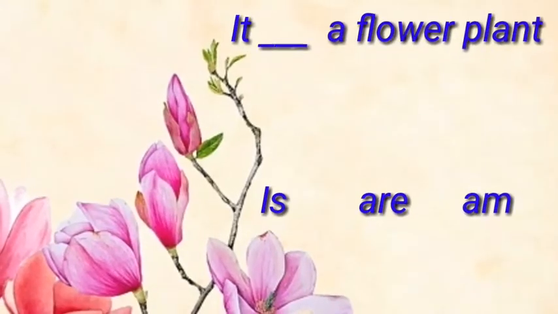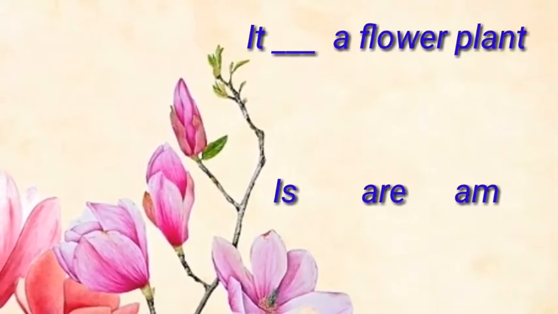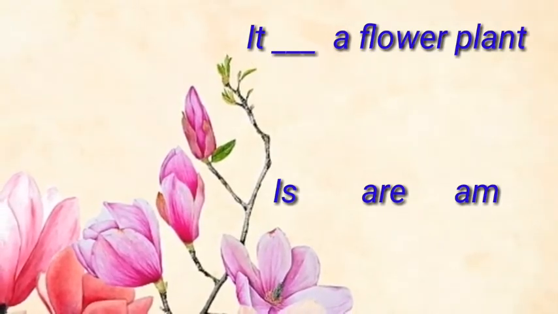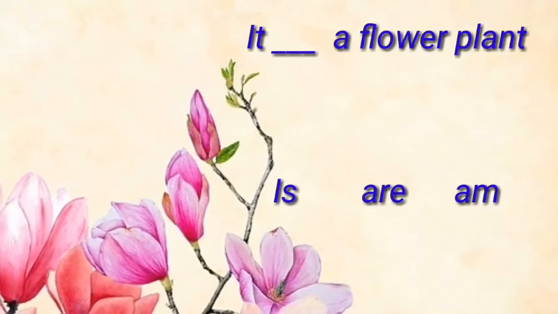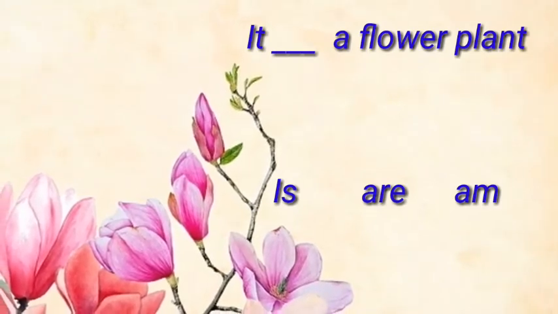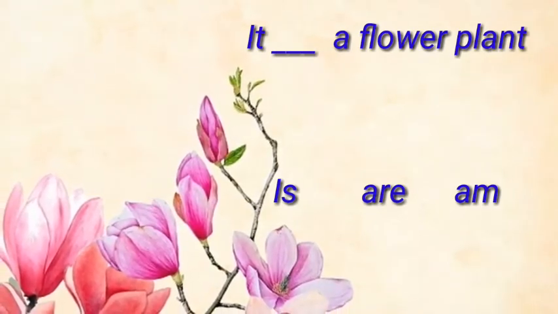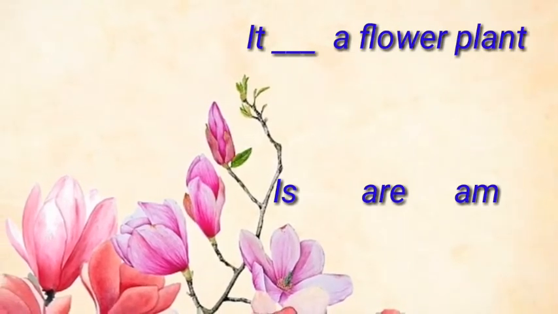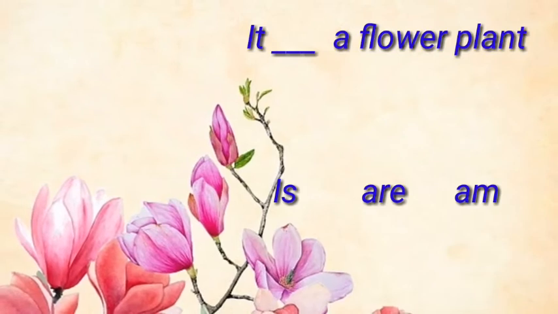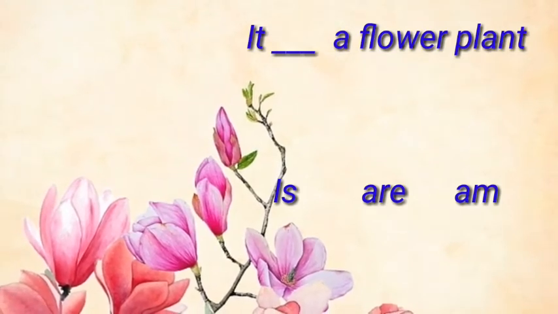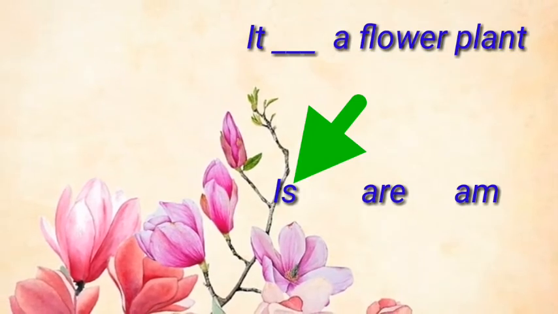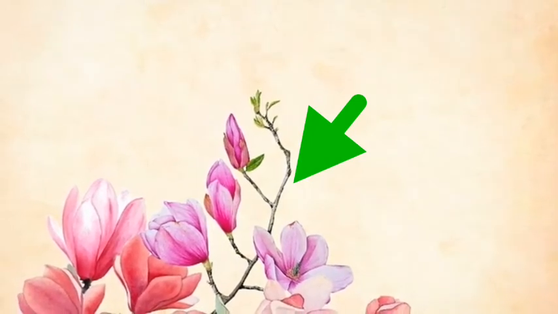So the next sentence is "Dash a flower plant." What a beautiful plant. So is or am? Three options are there. What is the option to fill this blank? Is or am. Some students say "are," some students say "I am," and I think the correct option is "is." Students, please help me. What is the correct option? So "is" is the correct option, and the sentence is "It is a flower plant."